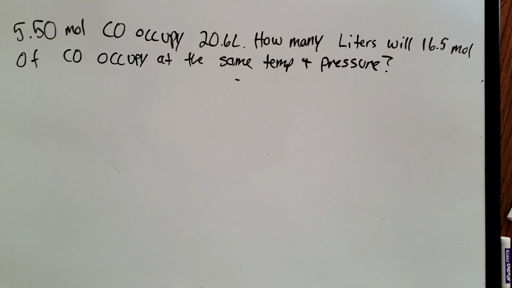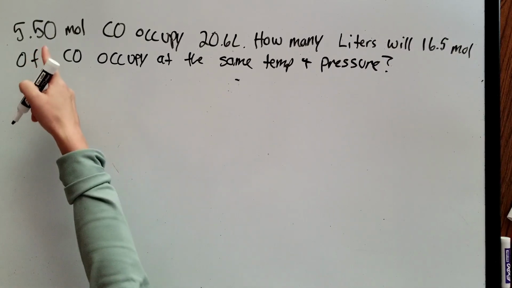So we have 5.5 moles of carbon monoxide occupying 20.6 liters. We're going to calculate how many liters if we increased the molar amount. Okay, so we're talking moles. So you can guess it, we're using Avogadro's law here. So let's write our knowns and unknowns.